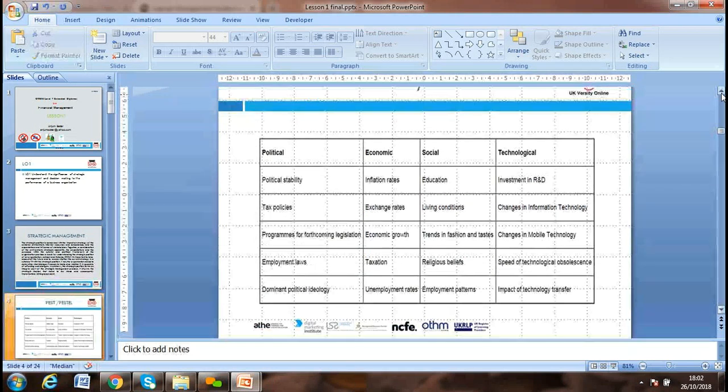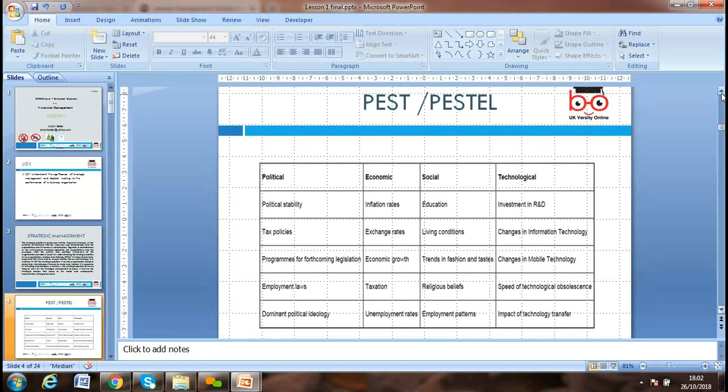not numerical. Last lesson, I mentioned a bit about the PEST and PESTEL forces. You all know well, PEST means the external environment. Under it, we discuss political stability, tax policies, programs for forthcoming legislation, employment law, and different political parties if they are in power, their ideology. Like we have a Conservative and a Labour Party here, they have different manifestos. So always we need to look around. When you manage financial management or any other management, we need to look at the external environment and its factors.